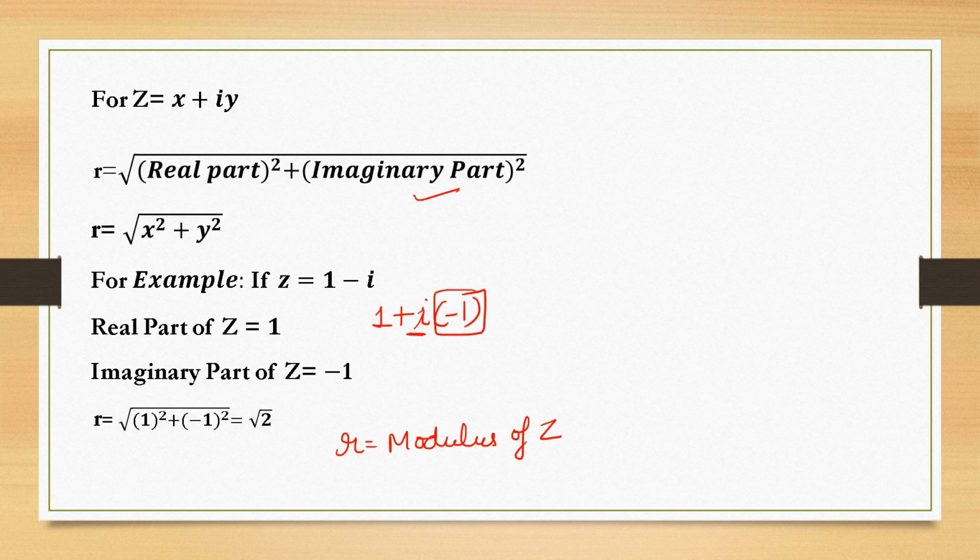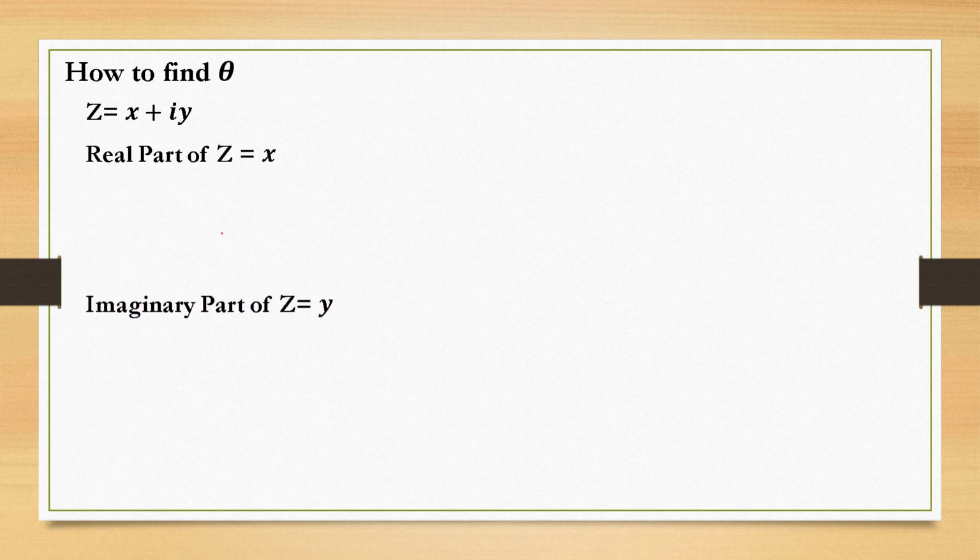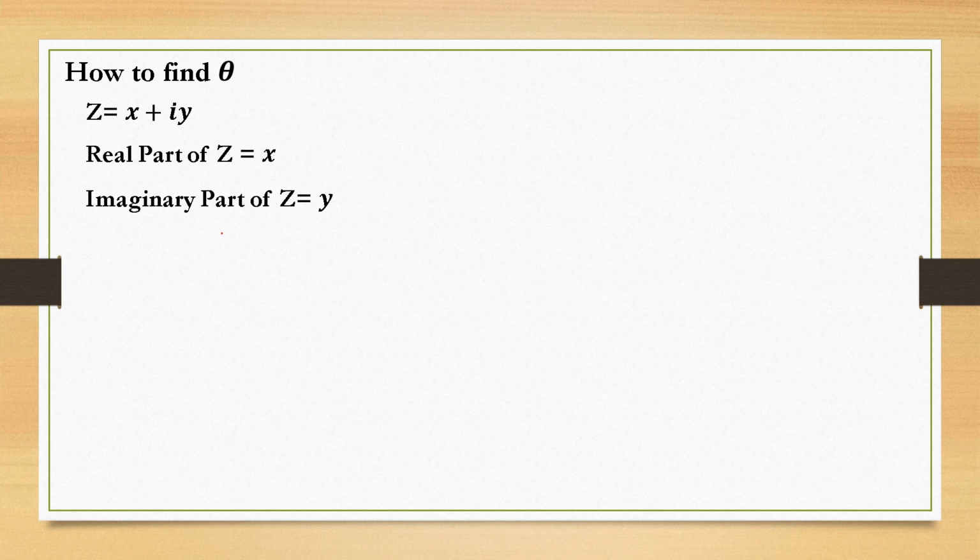Now let's understand how to find the value of theta. If z equals x plus iota y is the given number, then we know the real part is x and the imaginary part is y. Before calculating the value of theta, you must know in which quadrant your given number is lying.